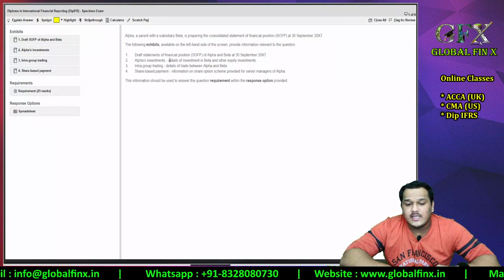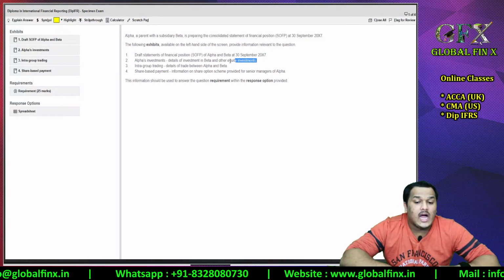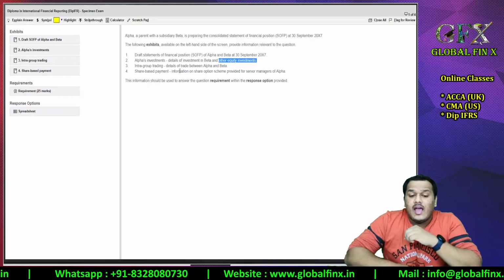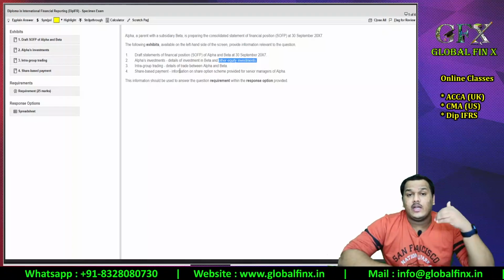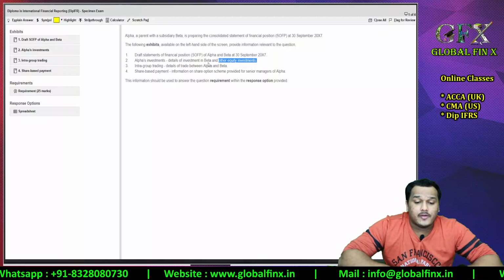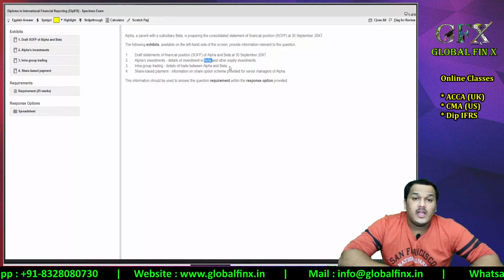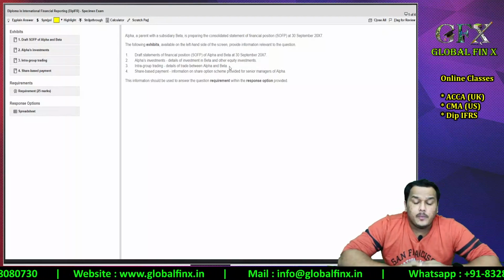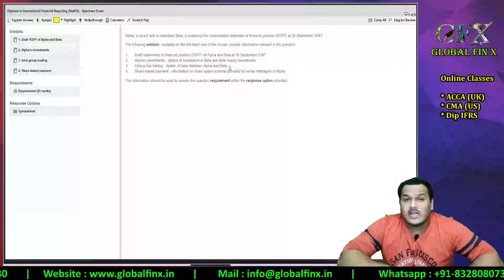Alpha's investments: details of investment in Beta and other equity investments. Apparently the parent company Alpha has other investments in the equity instruments of other companies apart from Beta also. Could be an investment in associates under IAS 28, or it could be fair value through P&L or fair value through OCI instruments under IFRS 9.